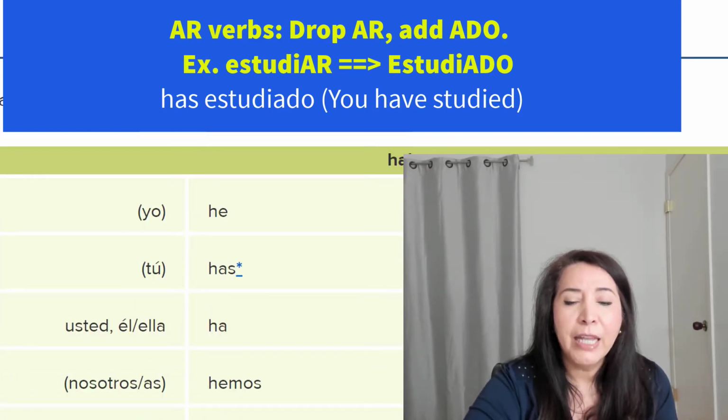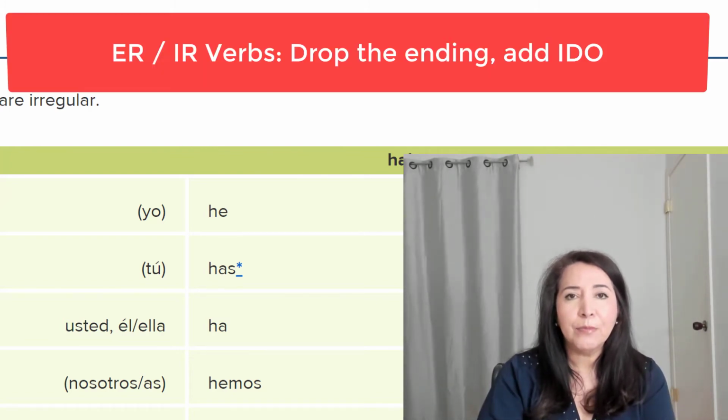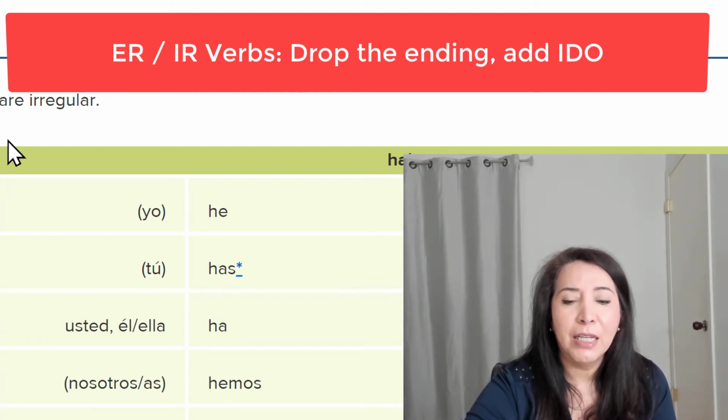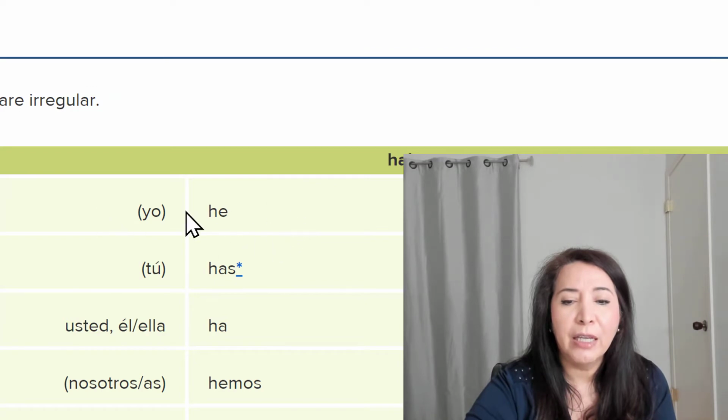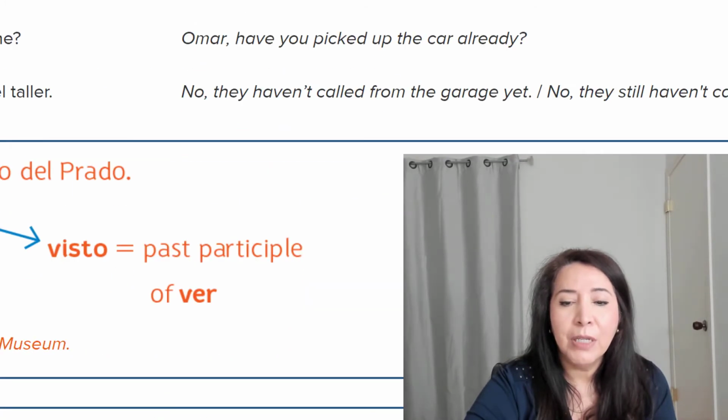And so on. Okay? Now, what happens if the second verb ends in ER or IR? Well, in that case, you add ido, IDO. So, for example, let's say sentir, okay? Sentir, to feel. I have felt. In that case, you would conjugate haber in the present tense, yo he. Now, sentir ends in IR. Therefore, you're gonna add not ado, you're gonna add ido. Yo he sentido.